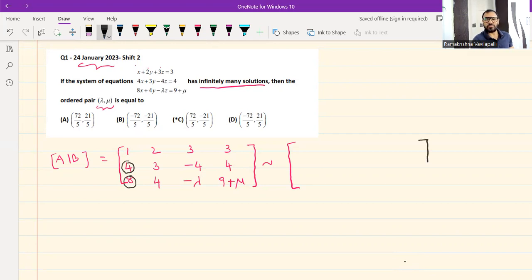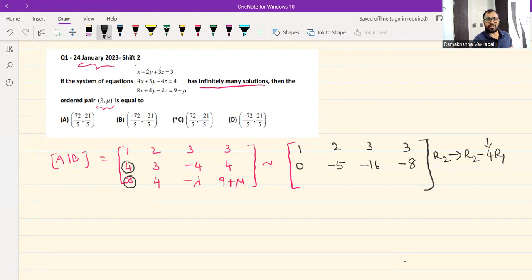So here R2 implies R2 minus 4 R1. You write the first row elements as they are: 1, 2, 3, 3. Now multiply the first row elements by 4 and subtract from the second row. Only subtraction of numbers. So here you see 0. 4 twos are 8, 3 minus 8 is minus 5. 4 threes are 12, minus 4 minus 12 is minus 16. This is 4 threes are 12, 4 minus 12 is minus 8.